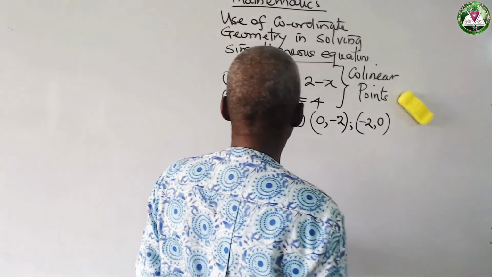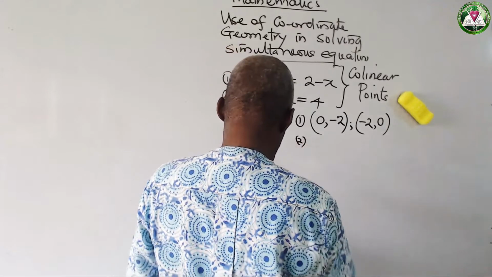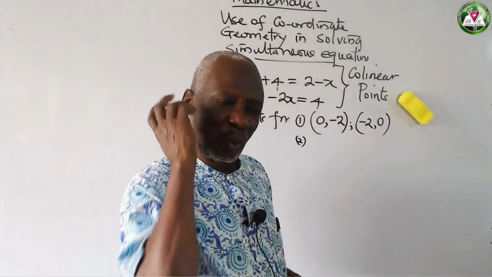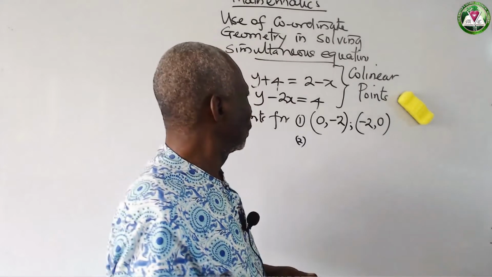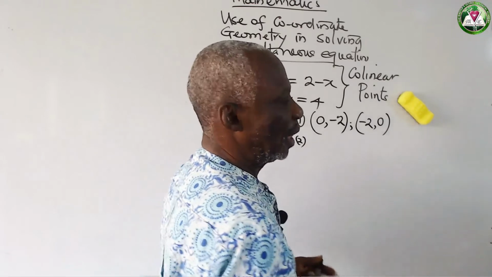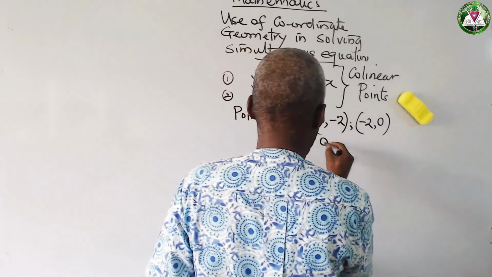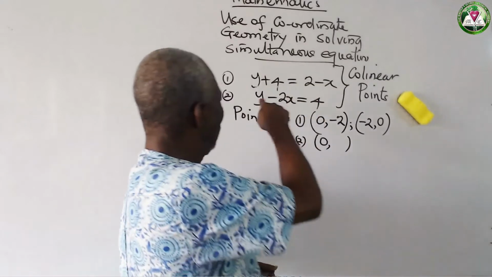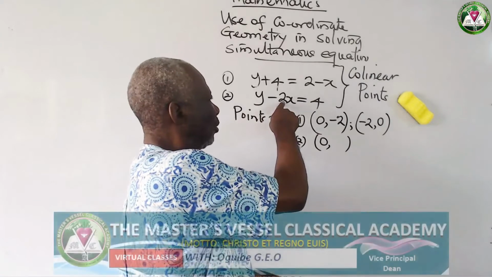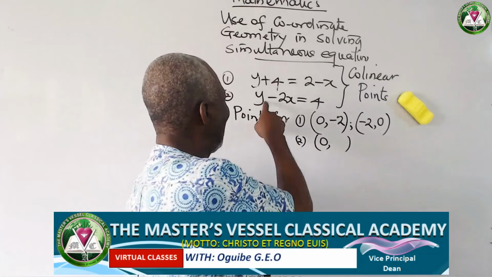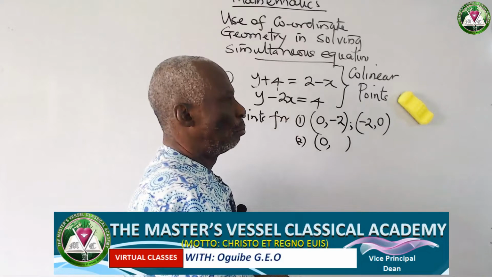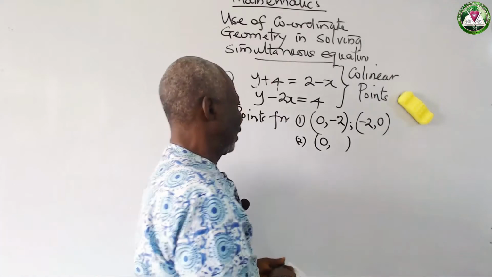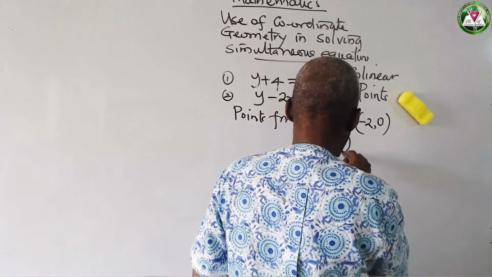Let's take points for equation 2. Remember what we did in equation 1? We repeat that in equation 2. Look at equation 2 there. Assume x to be 0. Okay, let x be 0. Then what will be the corresponding value of y? So plug in 0 here for x. You have y minus 0 is equal to 4. So y minus 0 means y. Therefore y is equal to 4. So the value of y there is 4.